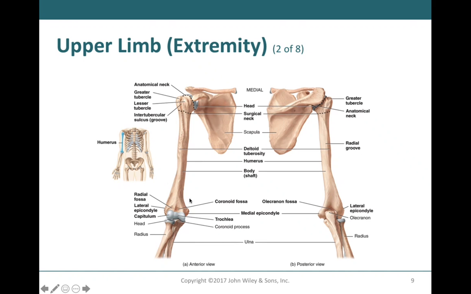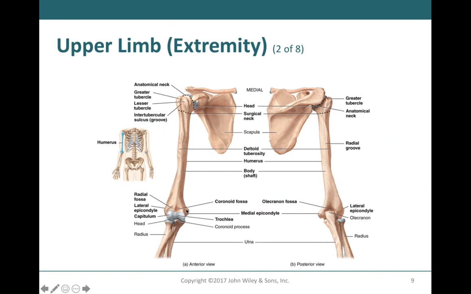So this here is an anterior view of how the humerus is going to articulate with the scapula as well as the radius and the ulna. The humerus is this long bone that has a center diaphysis and two epiphyses at either ends. The proximal epiphysis is going to have a head, and this head will fit into the glenoid cavity of the scapula. And the scapula has the acromion process, and you can see that articulating with the clavicle.